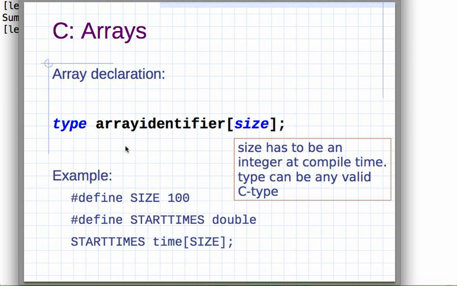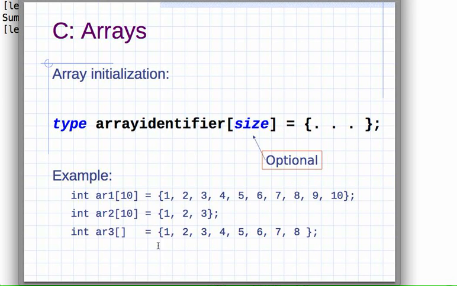Okay, so here are some examples. You say pound define size 100 or pound define start times. This is just to set up the type of the array. So in this case, we're saying that we're going to use a double array of size 100 called time.